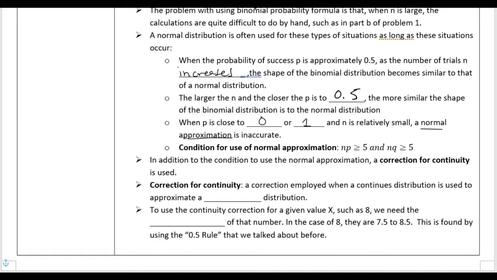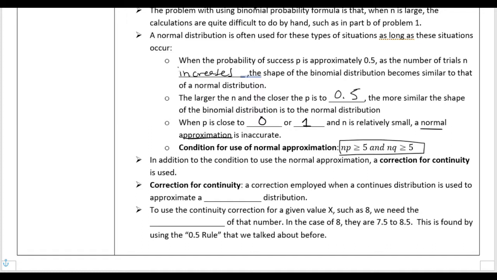All right, so we're going to summarize this in a couple of conditions. In order to take into account the p is 0.5 and the n being large enough, this is what we're going to be using. So we're going to focus on this. If we've satisfied these two criteria, then we're good. We can go ahead and proceed with using the normal distribution.